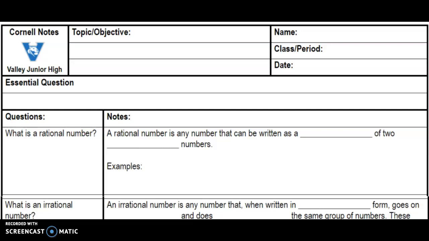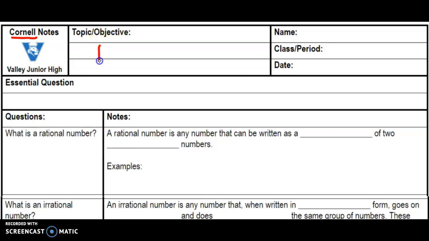This video is going through the real numbers notes. I'm going through them using the Cornell note format. If you haven't heard of Cornell notes, they were created by Cornell University and are proven to be one of the best ways to take notes. In this format, we have the questions on the left and the notes on the right, and at the end we write a summary.